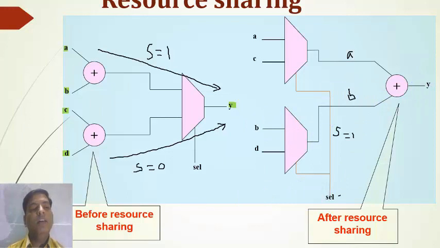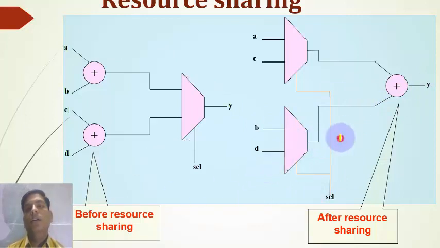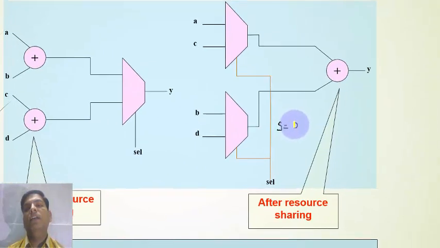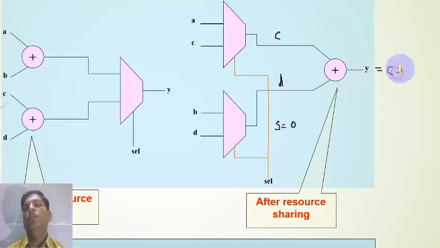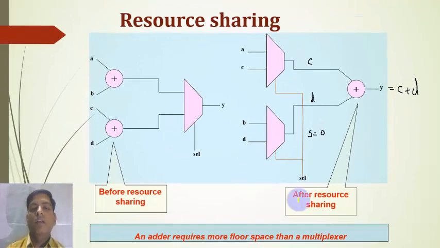Okay, got the theory? Now if my s is equal to 0, the else case will be there. So here c will be there and here d will appear. So y is equal to c plus d when s is equal to 0. Got the idea? In this manner we are sharing the adder resources. An adder requires more floor space than a multiplexer.